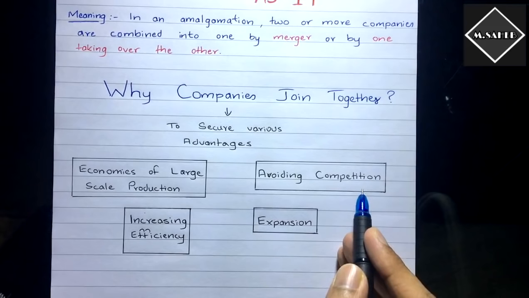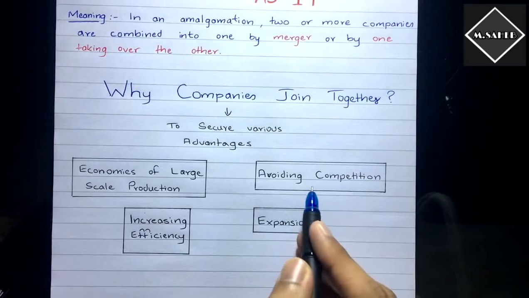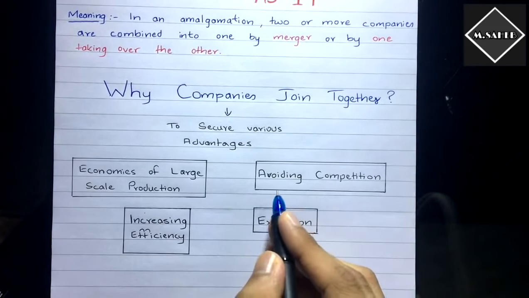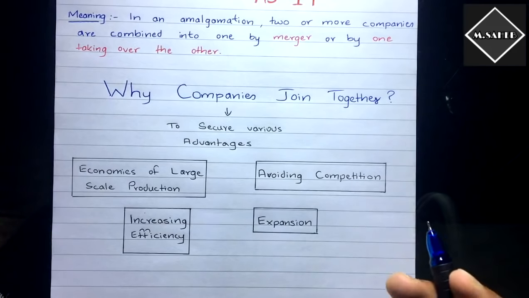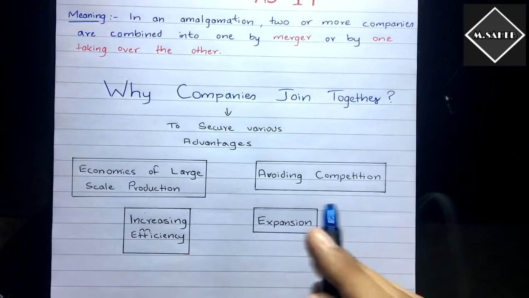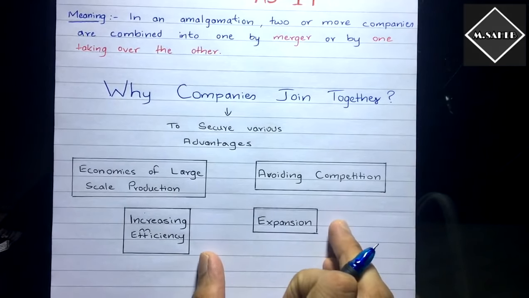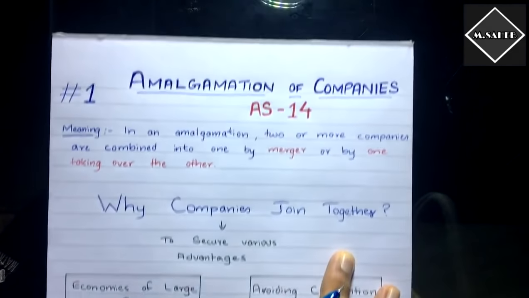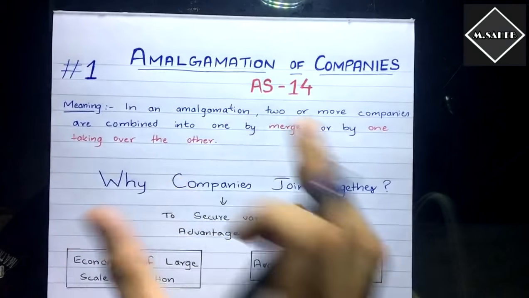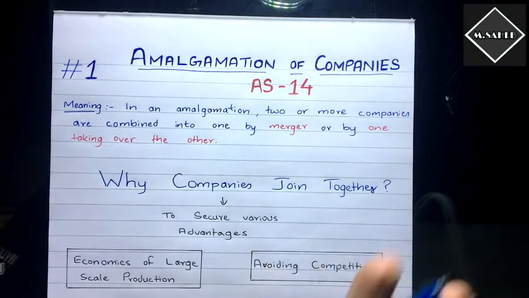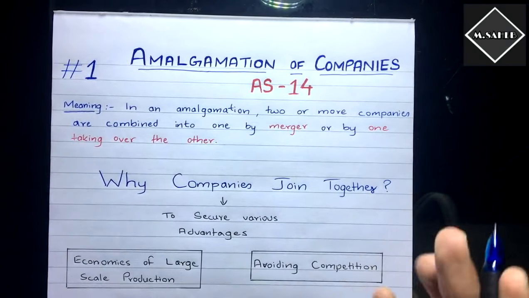And then avoiding competition. If any company is giving very tough competition in the market, then one big company can take over the small company, right? So they can avoid some competition in the market by taking over certain companies, right? And then increasing efficiency also, and also expansion. So these are the motives behind the amalgamation. So now amalgamation means what? Amalgamation means ek ho jana, mil jana, to become one, through merger or one taking over the other company. This is what amalgamation is, combination of companies.